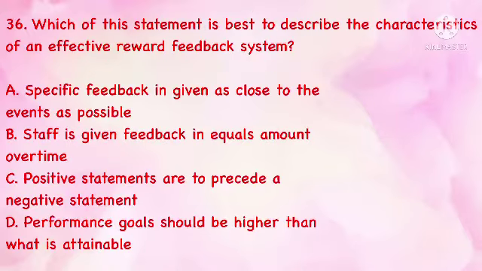Planning. Which of these statements is best to describe the characteristic of an effective reward feedback system? Specific feedback is given as close to the events as possible. Staff is given feedback in equal amount over time. Positive statements are to precede a negative statement. Performance goals should be higher than what is attainable. And the correct answer is A. Specific feedback is given as close to the events as possible.